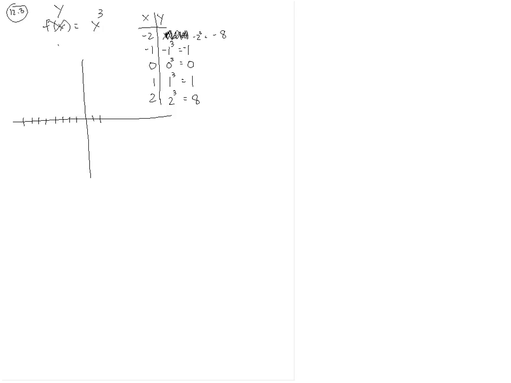Have patience with me here as I create my graph. All right, let me get a different color here. When x is negative 2, y is negative 8. When x is negative 1, y is negative 1. When x is 0, y is 0. When x is positive 1, y is positive 1. And when x is 2, y is 8.